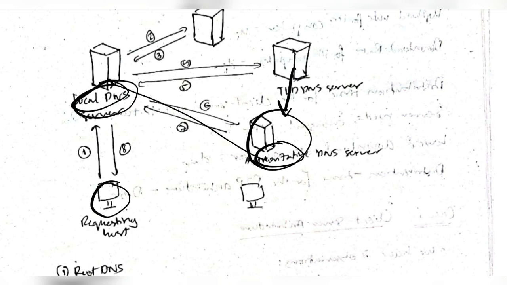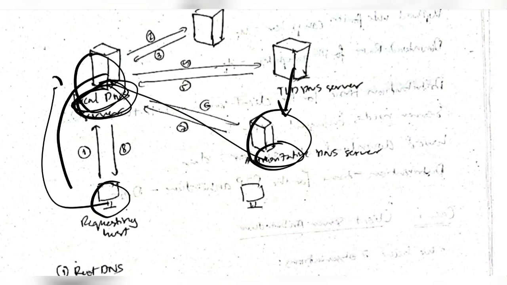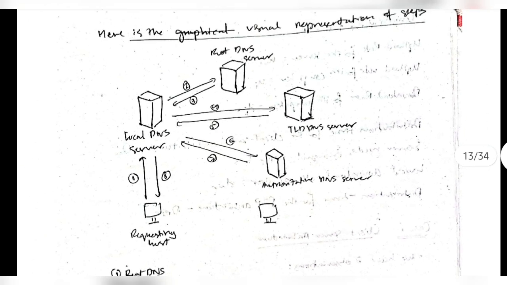If it's already present in the DNS server, meaning the client had previously accessed that website and got the IP address, it will be sent from here only. That is known as cache, right? So this is how the various DNS servers interact with each other.